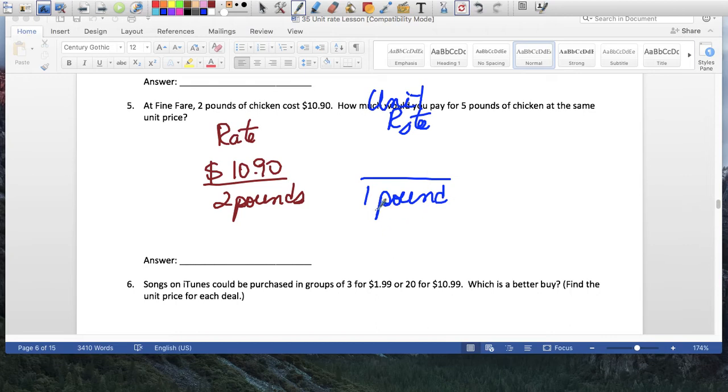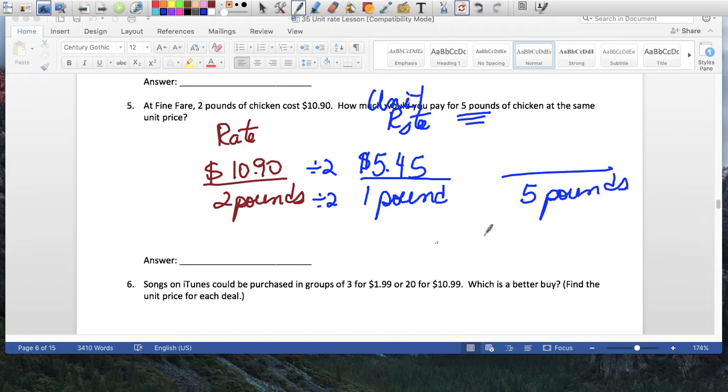And 2 pounds to 1, it's divide by 2. Divide by 2. And $10.90 is going to be $5.45 per pound. Okay. Now our question says 5 pounds, and that's what we're going to put over here. How does 1 pound become 5? Times 5. And this is also times 5.